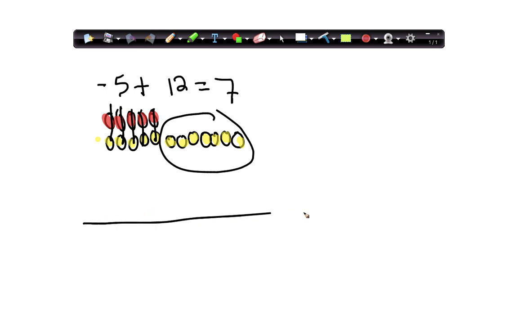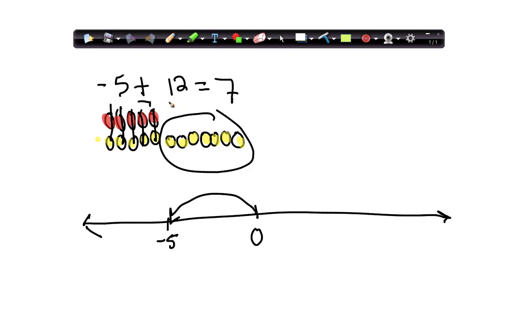Again, if we wanted to look at a number line, we could have a 0, and we would start at 0, go to -5, and then add positive. That means we're going to go this direction 12. So this would take up 5 of it, and then another 7.